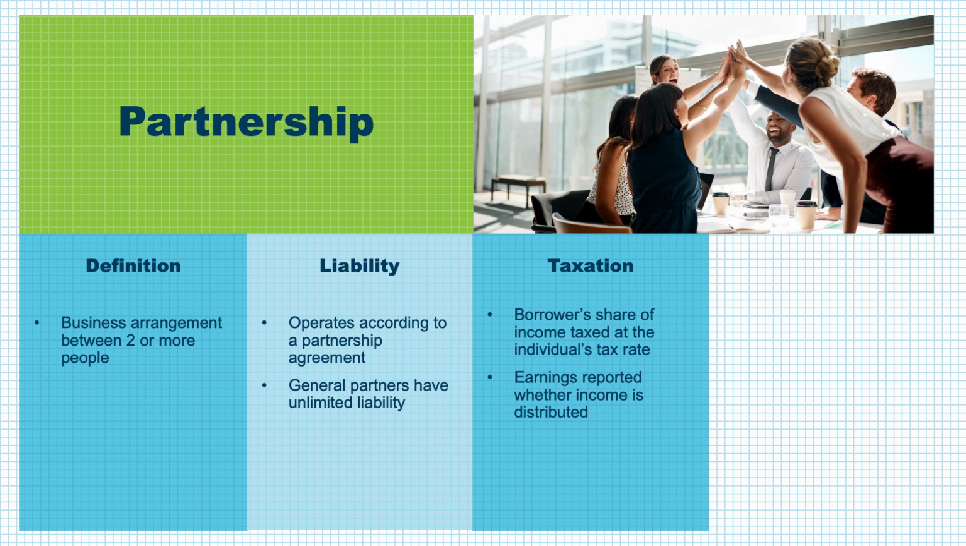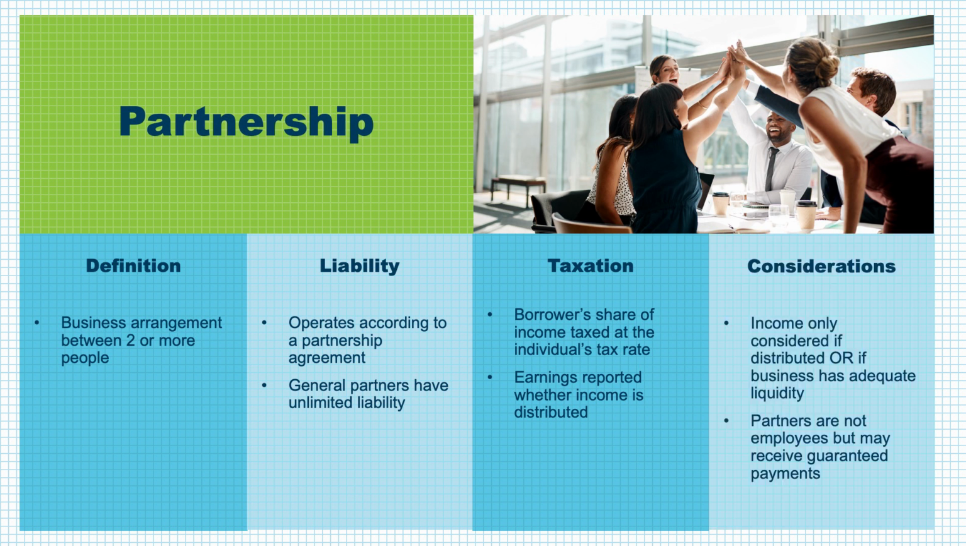Each partner is required to report to the IRS their earnings regardless of whether or not they have received a distribution of income. It should be noted that generally income can only be considered for mortgage qualification purposes if it was distributed to the borrower or if the business has adequate liquidity to support the withdrawal of earnings. Partners are not considered by the IRS to be employees, but they may receive guaranteed payments.